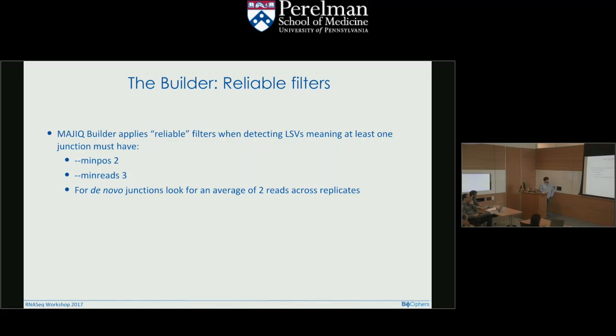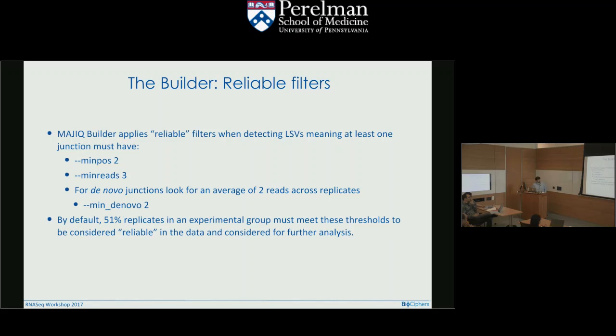For de novo junctions, we have a little bit different requirements. We look across all the replicates in an experimental group, and we want to find an average of at least 2 reads across that de novo junction that's not in the annotation database for it to be considered a possible de novo junction. You could alter that float value by using min de novo and altering the 2 there to something else, a higher number if you want to be more confident, or a lower number if you want to be more permissive.